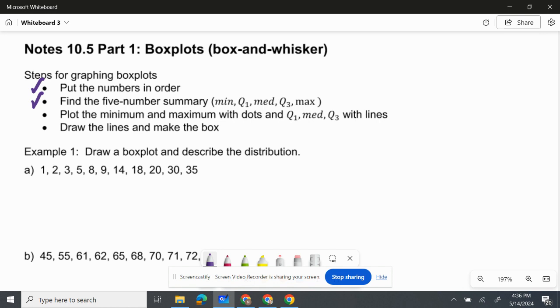We're going to plot the minimum and the maximum with dots, and then the Q1, median, and Q3 with lines. So it's going to look something where we have our lines, we have our dots, and that right there is our box plot.